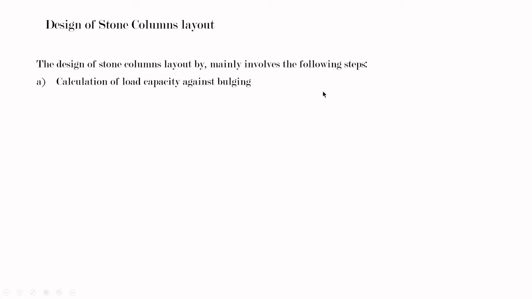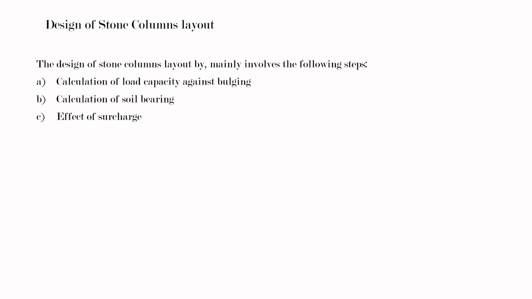Number one, calculate the load capacity against bulge. So when the load is applied over the stone column, it will bulge. So we have to calculate first the load carrying capacity against bulging. Second one is calculation of soil bearing. So we have to calculate it.